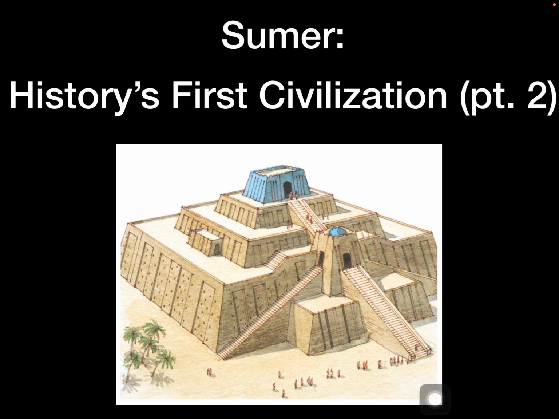All right, so welcome back to what is now part 2 of our overview and analysis of ancient Sumer. In this video, we're going to talk a little bit more about the culture, the way of life of the Sumerian people, as well as some of their societal structures. And you'll notice that a lot of the things that we're going to talk about in this video are not necessarily unique to the Sumerians.